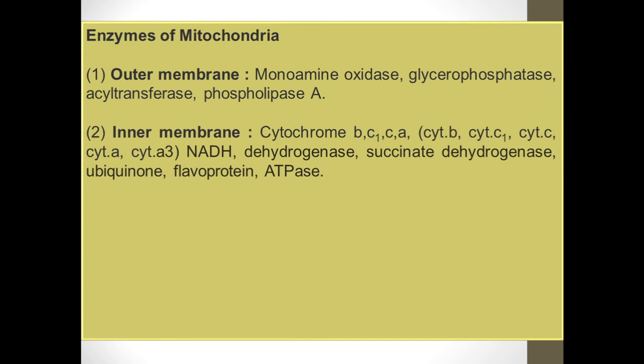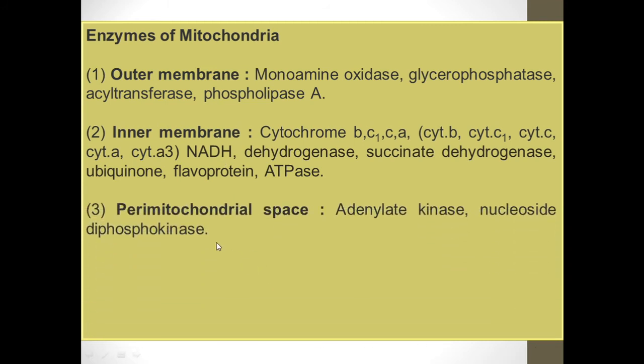Inner membrane is the site of electron transport chain. So the things of ETC, electron transport chain, will be there in the inner membrane, like cytochrome b, c1, a, a3, then NADH dehydrogenase, succinate dehydrogenase, ubiquinone, flavoprotein, ATPase, all the things from the electron transport chain.